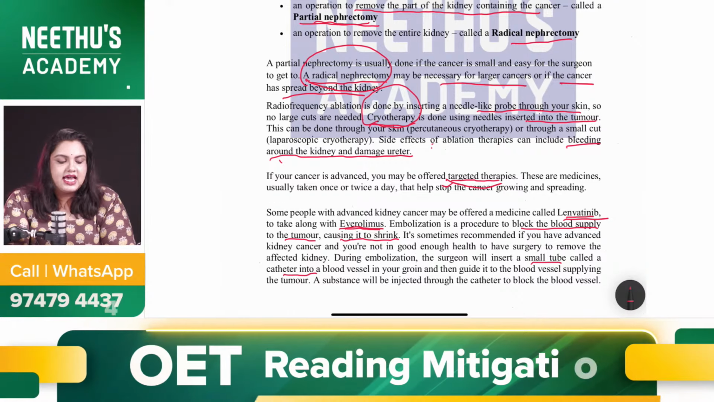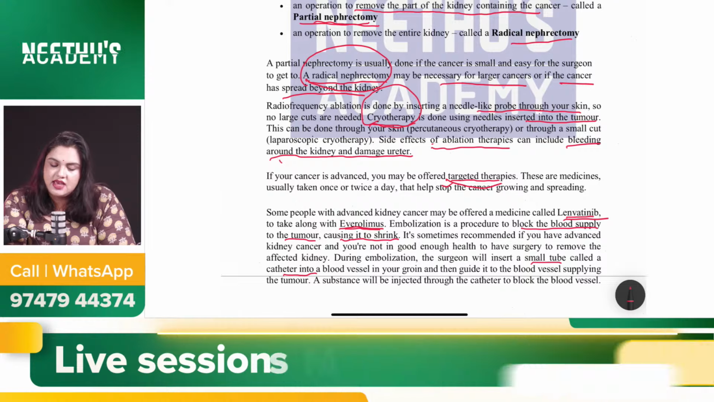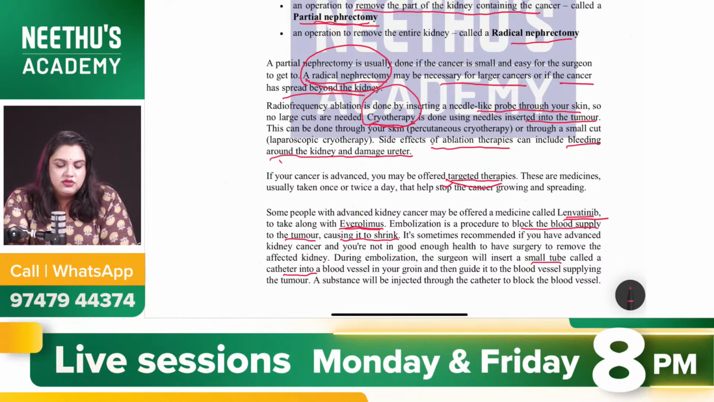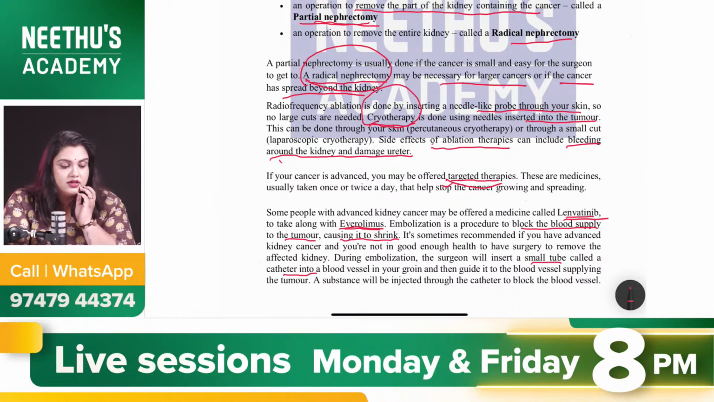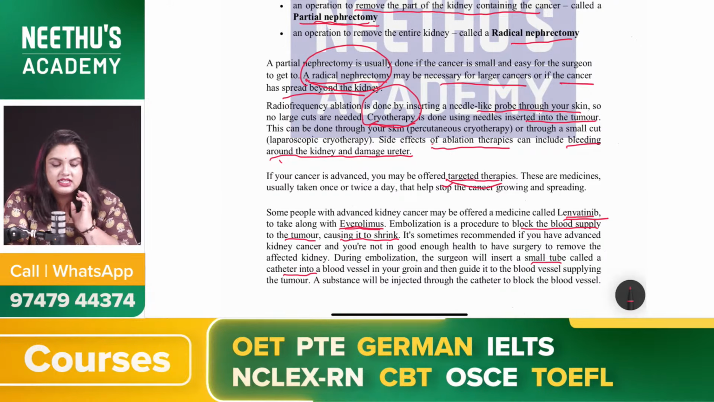Yes, the side effects of ablation therapy can include bleeding around the kidney and a damaged ureter. Yes, Megha, the answer to question number 20 is damaged ureter.